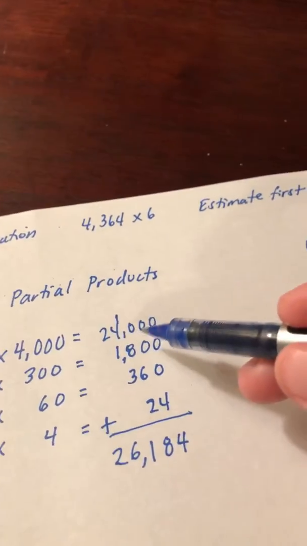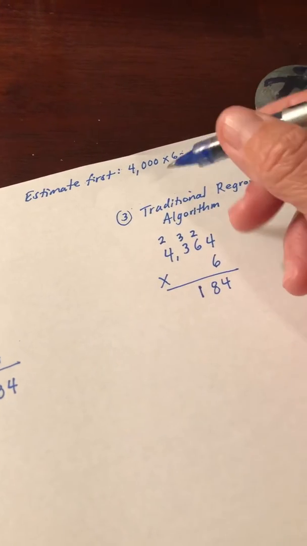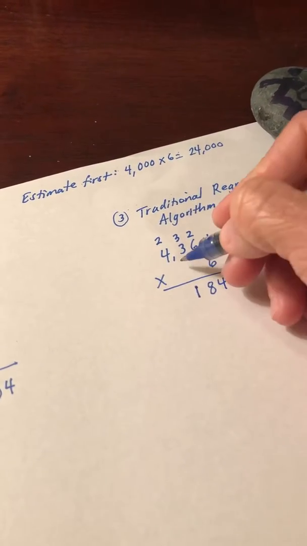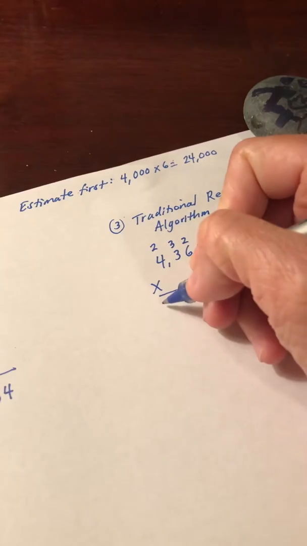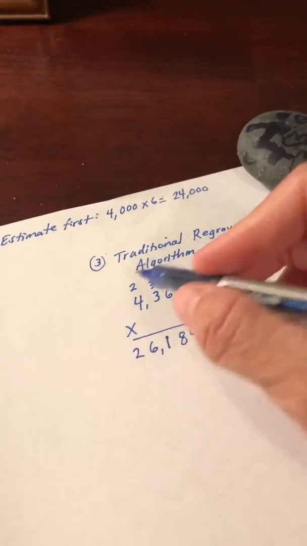Instead of having to write out 24,000, I'm just going to put my 24 into the thousands place, but I have that extra regrouped 2,000, so we're going to combine those. So 6 times 4 is 24, plus 2 more is 26. Okay, so the same thing, doing a lot less writing.